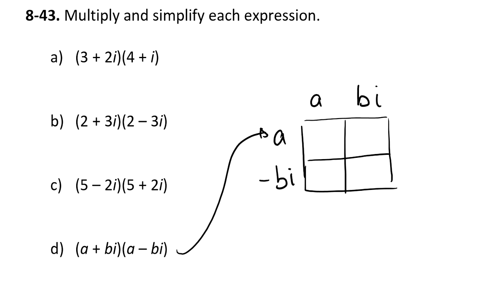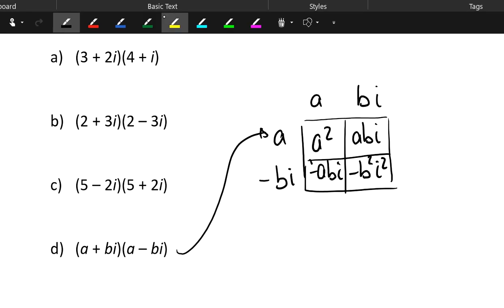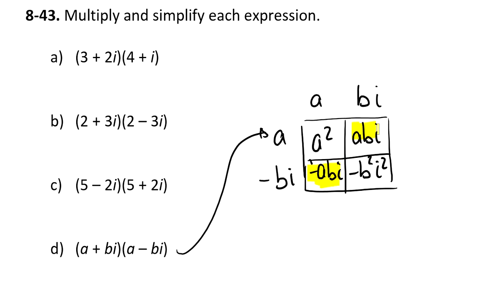And if I do the multiplication here, this is clearly a squared. This is a times b times i. This is negative, and I'll rearrange the terms, a times b times i. And down here I've got negative b squared i squared. Well, these are absolute opposites, so they totally cancel each other out. Negative abi and plus abi is just going to equal 0.